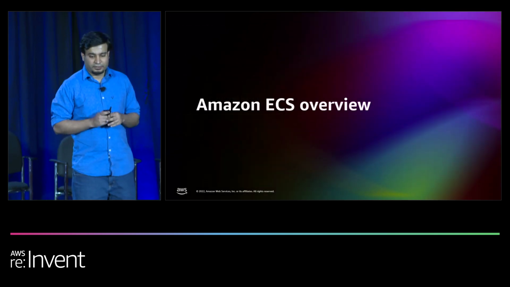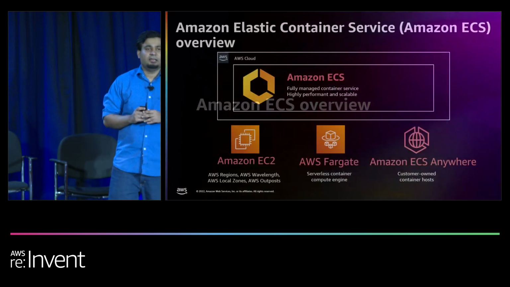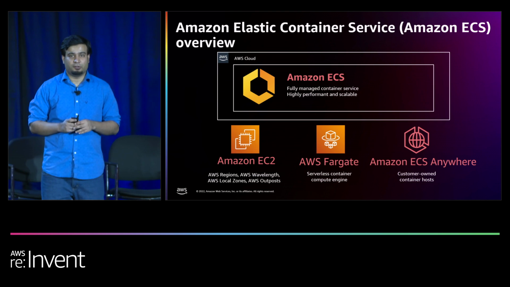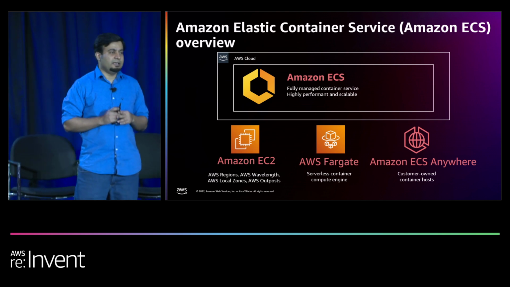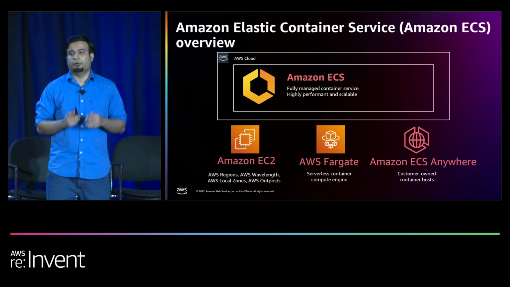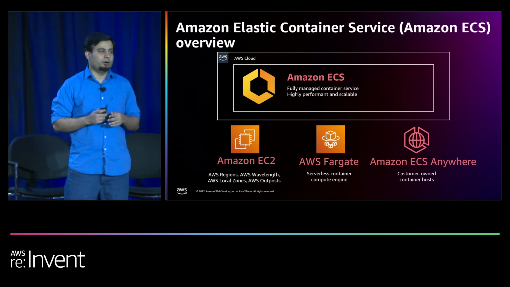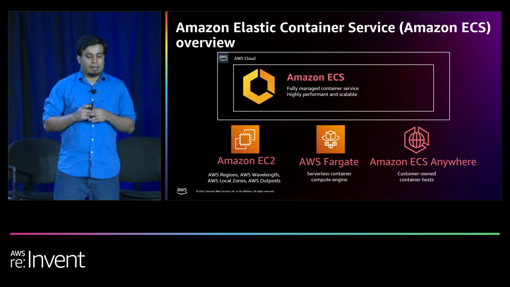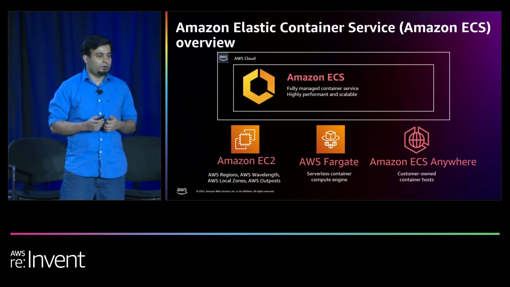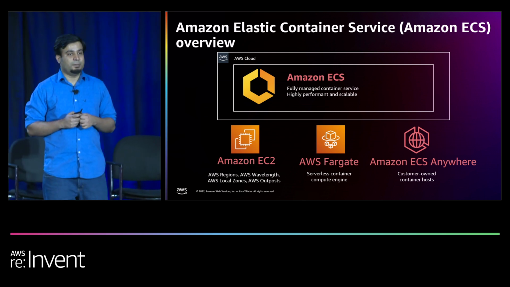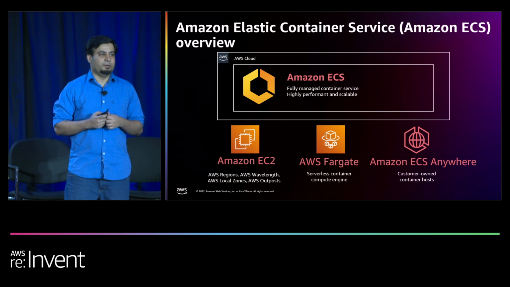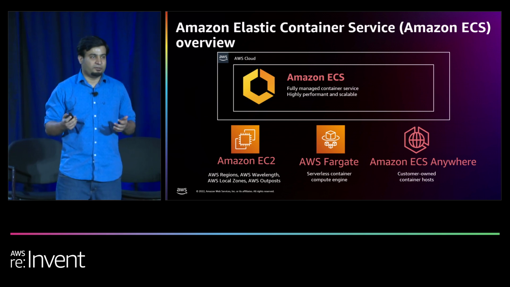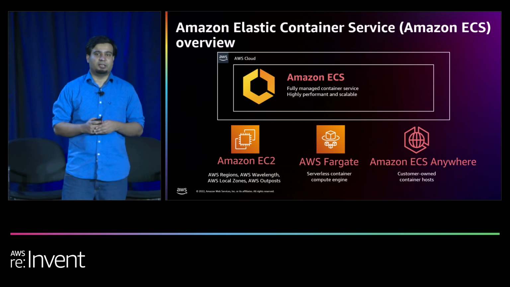So starting off with an overview of ECS, ECS is a fully managed AWS native container orchestration service. That means that with ECS, you do not have any control plane to manage, upgrade, or install. ECS takes care of that for you. And ECS, by default, is highly performant and scalable, and also configurable to support a massive scale for the diverse needs of your business and applications.